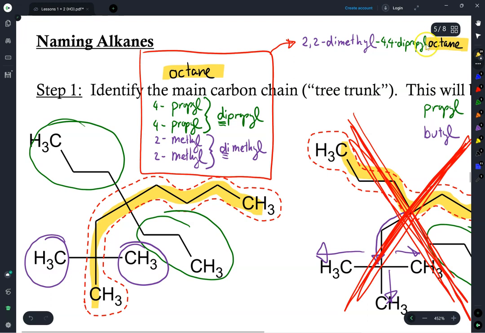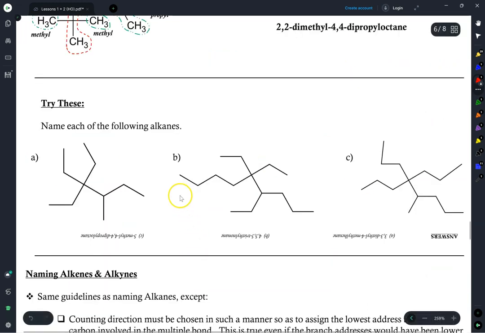No gap, no space between letters and letters. Now be careful when going in alphabetical order. We ignore the prefixes and go straight to the first letter of the branch name itself. In this case, M comes before the P. Alright, so the name of this chemical compound is 2,2-dimethyl-4,4-dipropyl octane. Alright, so I want you to give these 3 a try. Name these 3 alkanes. Press pause, and when you're ready, press play, and we will take it up then.